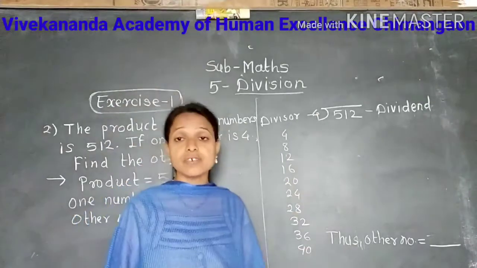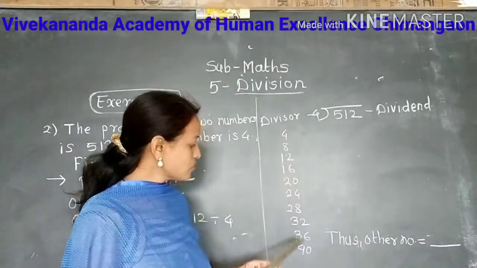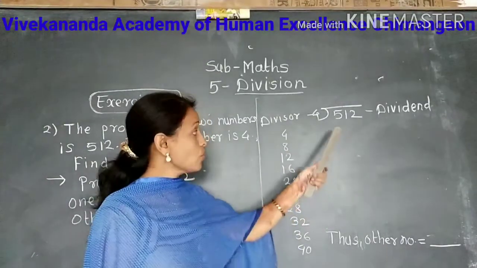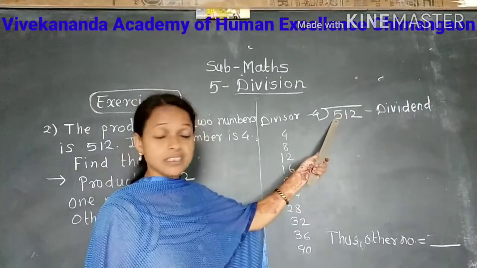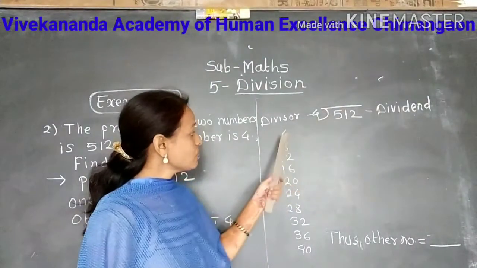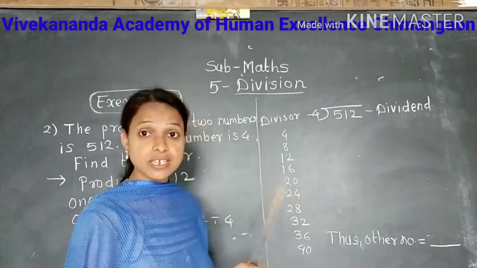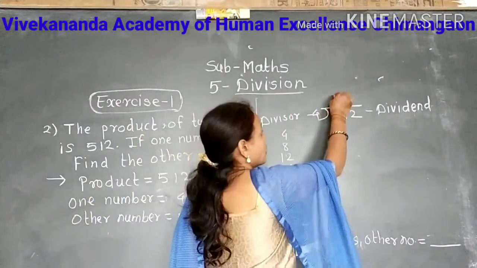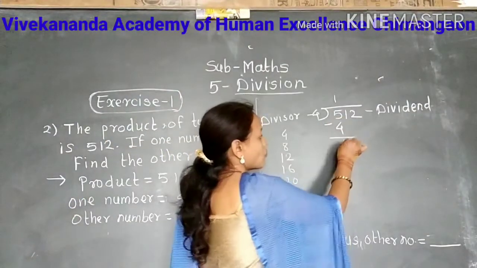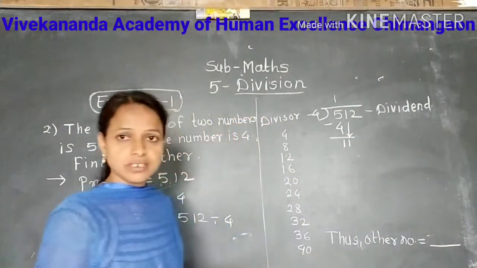Now first we will divide the leftmost digit. The leftmost digit is 5. If you observe the 4 table, is 5 a multiple of 4? No. So we have to choose less than this 5. Less than 5 is 4, and 4 1s are 4, so the quotient will come 1. 4 1s are 4. Now 5 minus 4, 1. Now the next digit is 1, so we write 1 down.